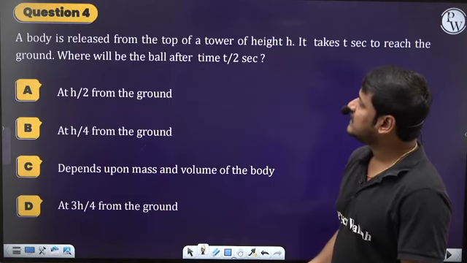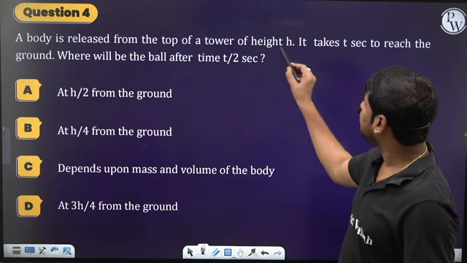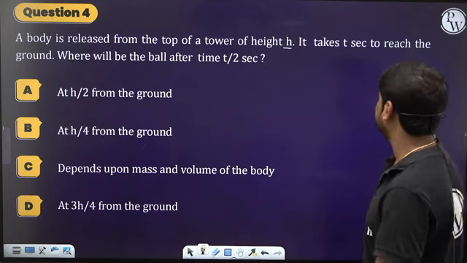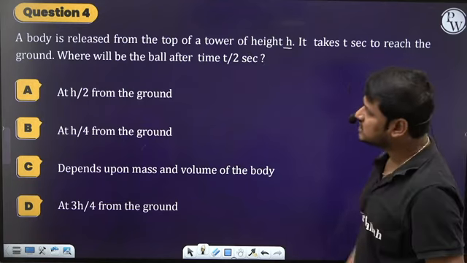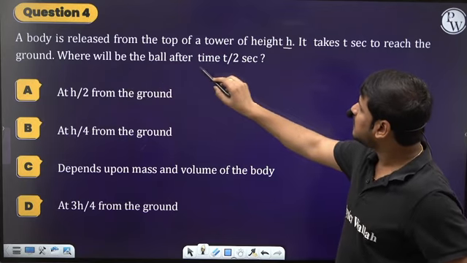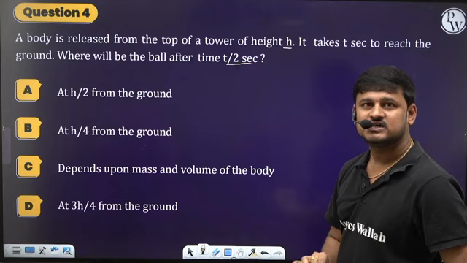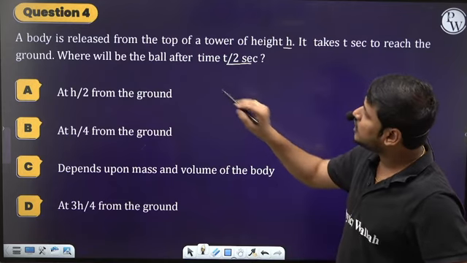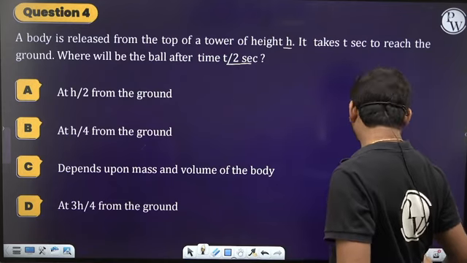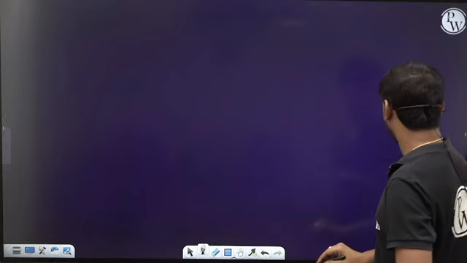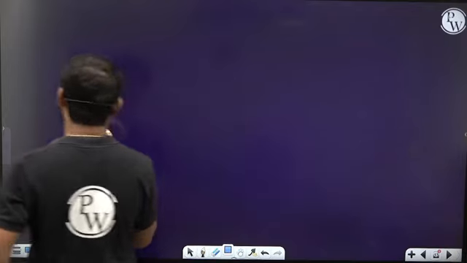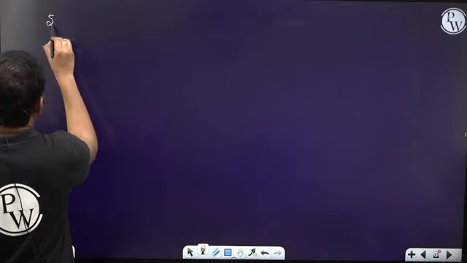A body is released from the top of a tower of height h. It takes t seconds to reach the ground. So where will the ball be after t by 2 seconds? Interesting question, so understand the question properly. A body is released from the top of a tower of height h. Let's consider the solution first.